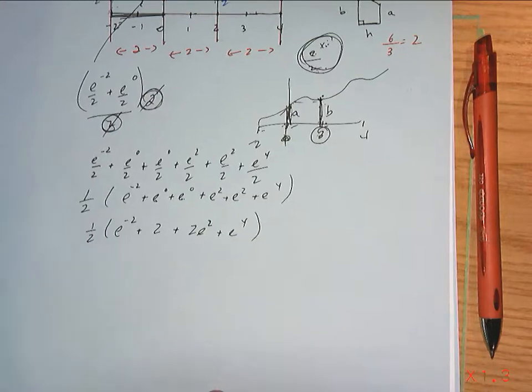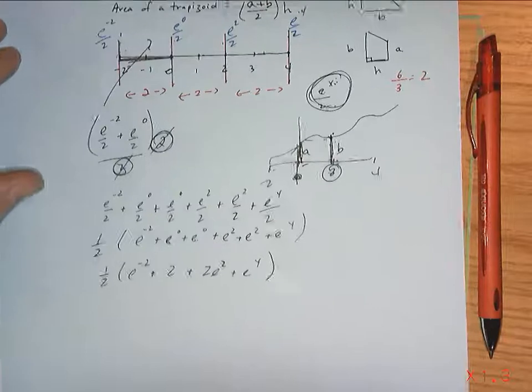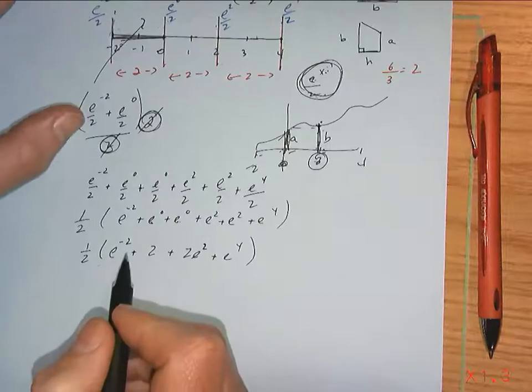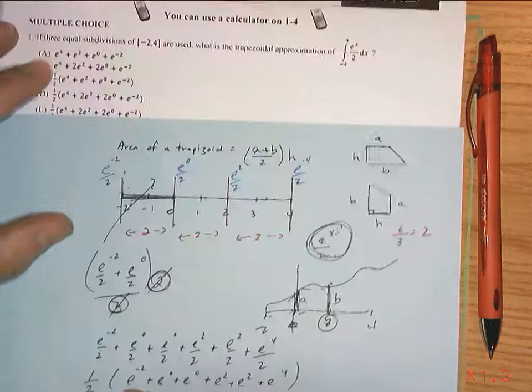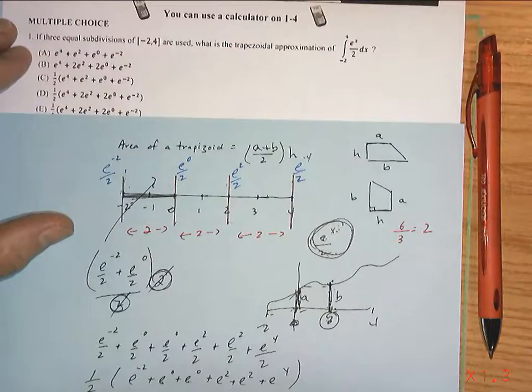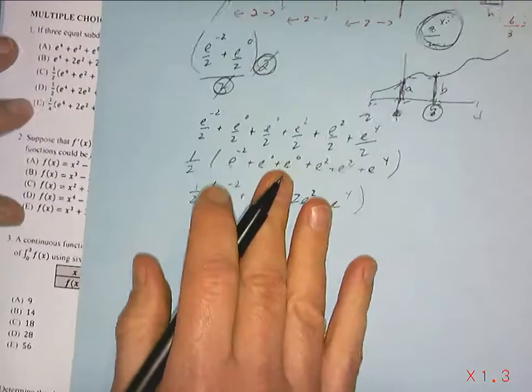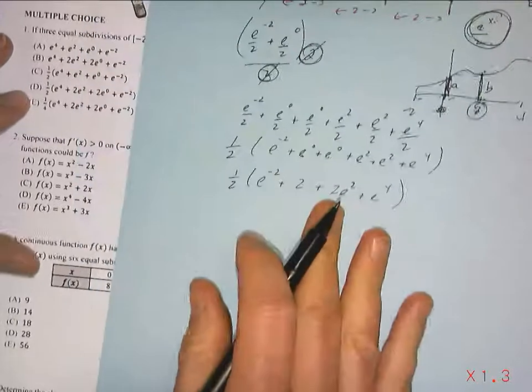Now at that point I'm going to take a look at my answers and see if there's one that I like. These don't have the 1/2, so I know it's not A. I know it's not B. It could be C or D, and I know it's not E. So I've already got it down to a 50-50 chance.